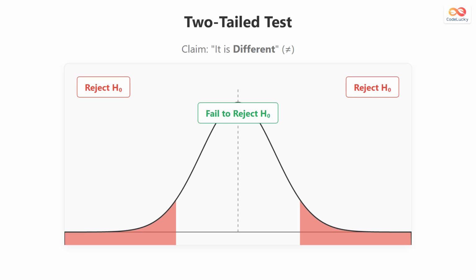When your alternative hypothesis uses a not equal to sign, we perform a two-tailed test. This means we don't care if the result is bigger or smaller, just that it is different. If our data falls into either of the extreme ends or tails of the distribution, we reject the null hypothesis.